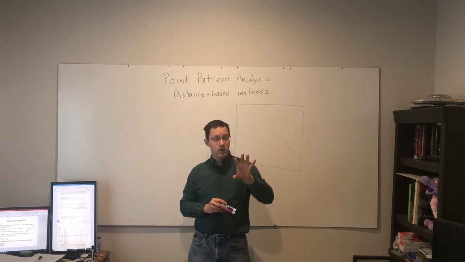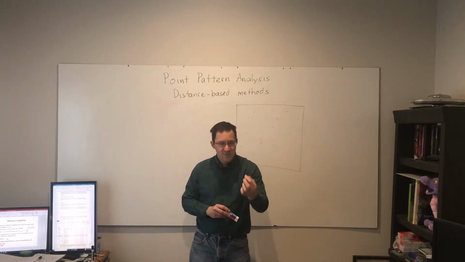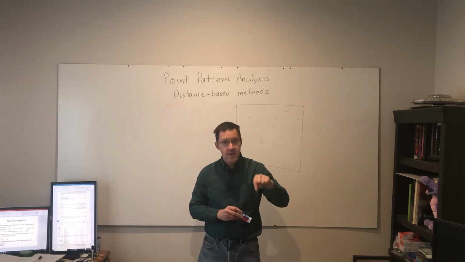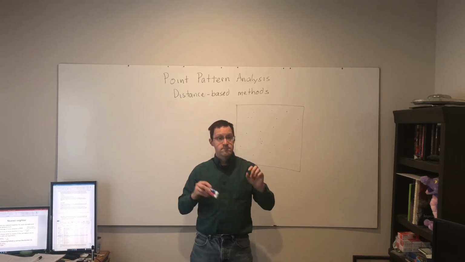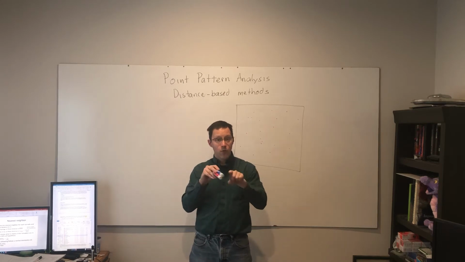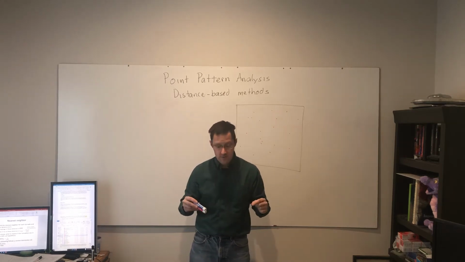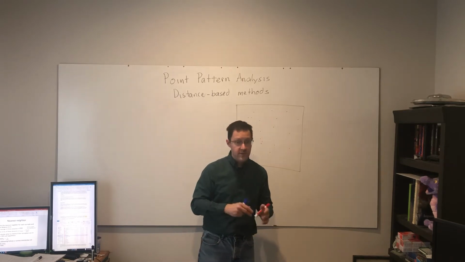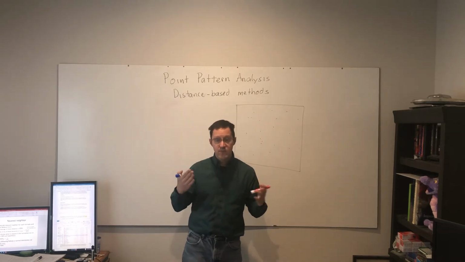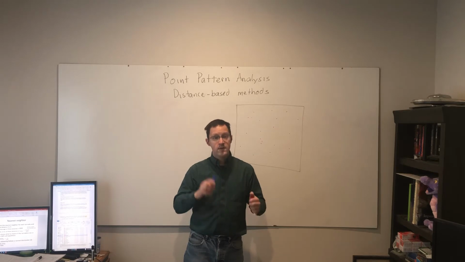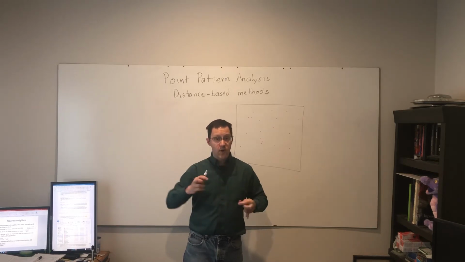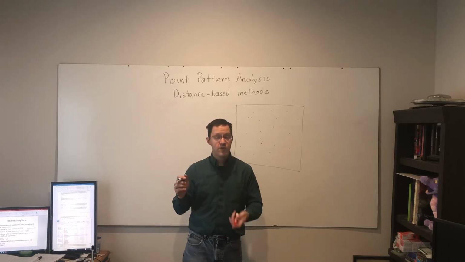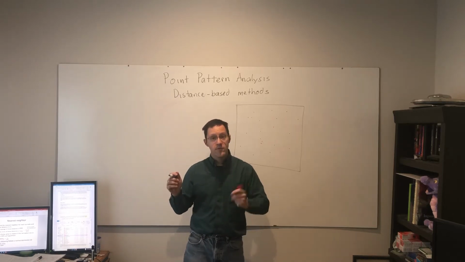So now we are, in a way, not looking directly at where the points are in the study area. We're looking at, are they close to each other or far apart from each other? The first approach to this is looking at the distance between pairs of points, to say, how far is a point from its nearest neighbor? Hence, nearest neighbor analysis.